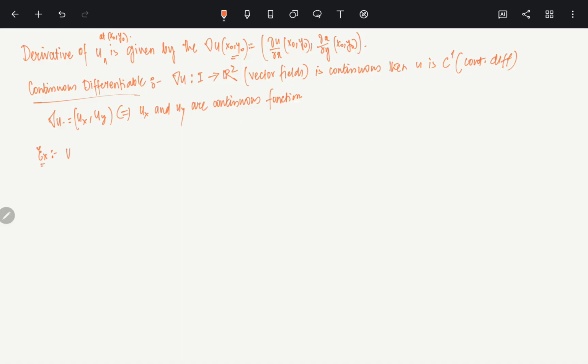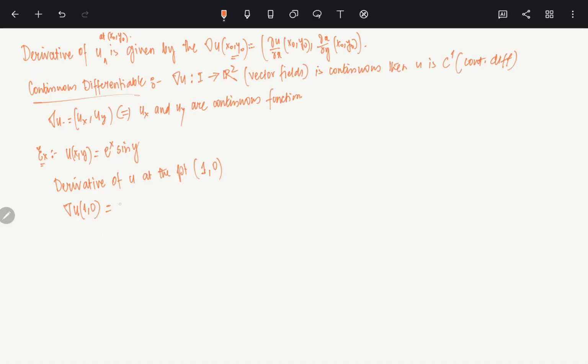Very easy. Let's say u of (x, y) is exponential x times, maybe, sine y. So what is the derivative of u? The question is: find the derivative of u at a point. You can give any point, but let's just stick with (1, 0) for now. So the derivative will be the gradient of u at the point (1, 0). This is what we are trying to find out.